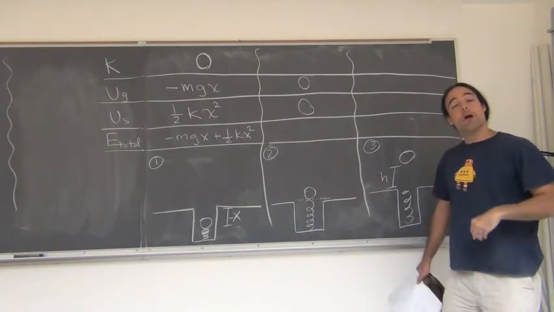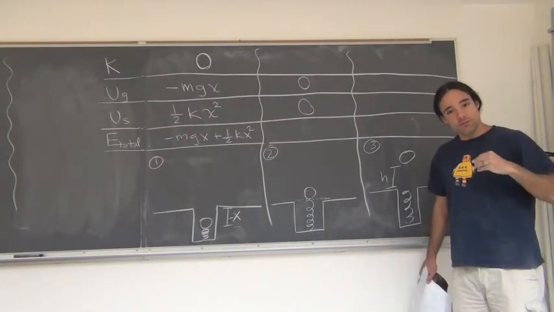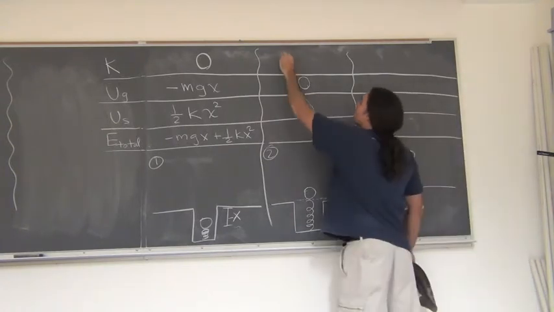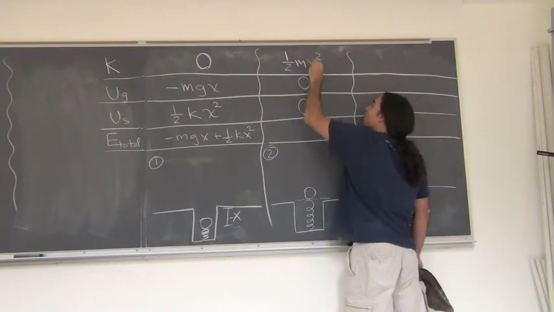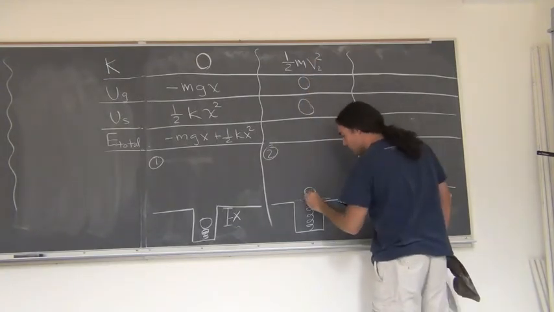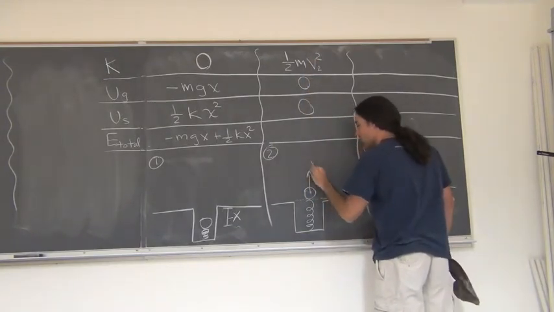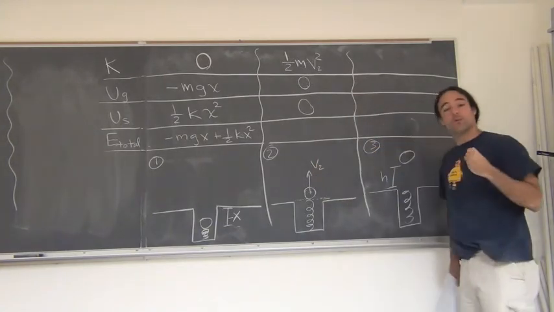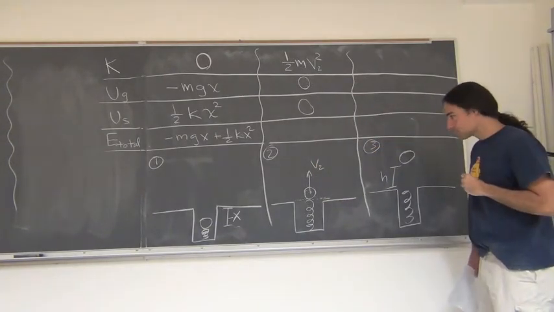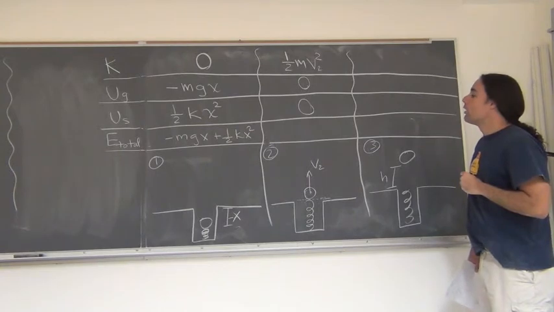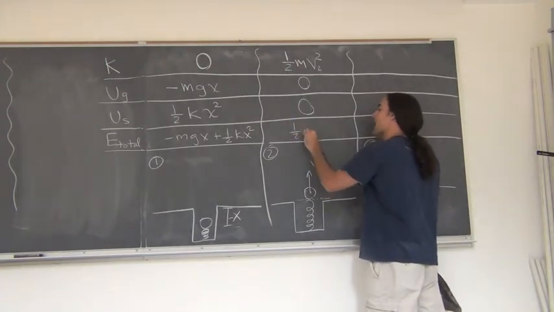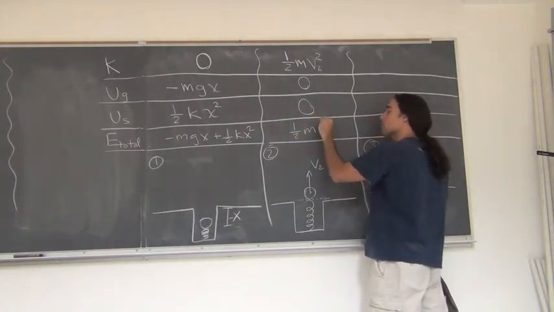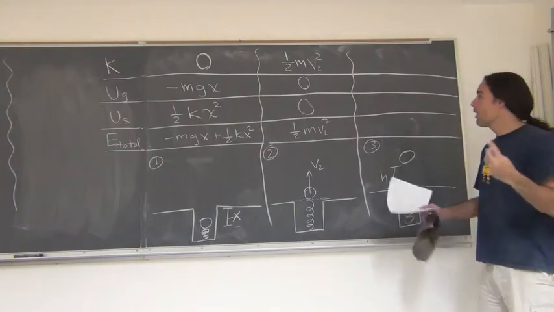Kinetic energy, now the ball is moving upward, so it does have some kinetic energy here. I'm going to call that kinetic energy 1/2 the mass of the ball times the velocity squared, and I'm going to call it v2 squared since it's moving up. So the total energy in this case would be 1/2 the mass times the velocity in picture 2 squared. We're good so far.